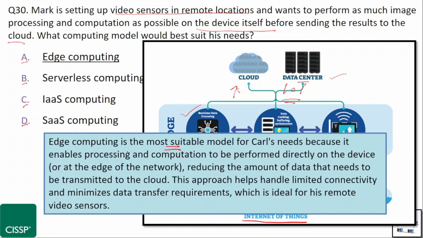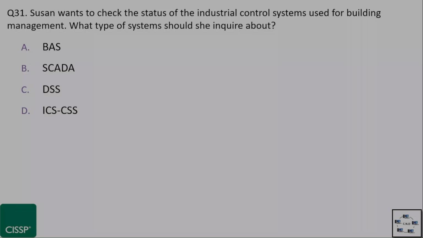So this is the explanation. Edge computing is the most suitable model for Mark's needs because it enables processing and computation to be performed directly on the device or at the edge of the network, reducing the amount of data that needs to be transmitted to the cloud. This approach helps handle limited connectivity and minimizes data transfer requirements, which is ideal for his remote video sensors.